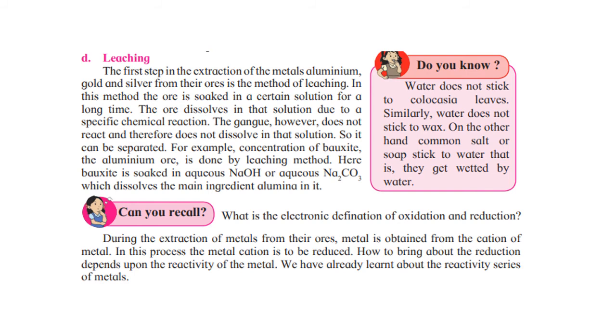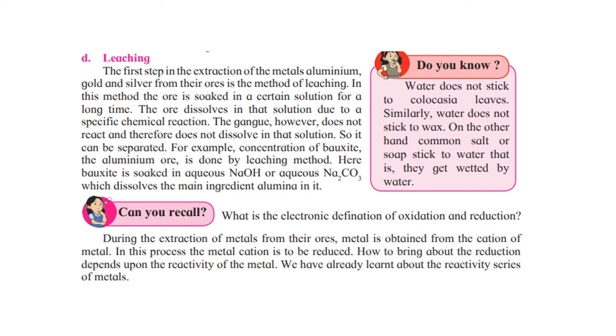For example, concentration of bauxite, the aluminium ore, is done by the leaching method. Here bauxite is soaked in aqueous NaOH or aqueous Na2CO3, which dissolves the main ingredient alumina. So this leaching process is basically like a soaking process in which part of the thing gets soaked and the impurities do not dissolve and they are removed.